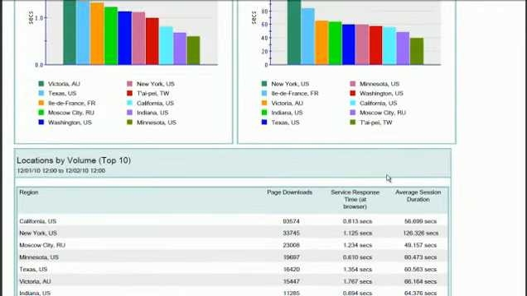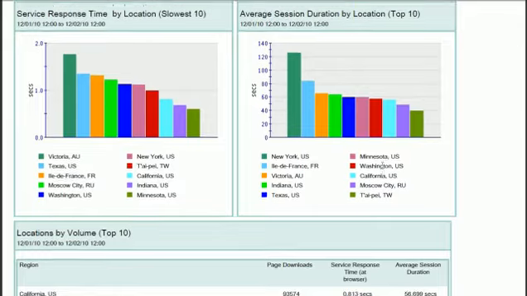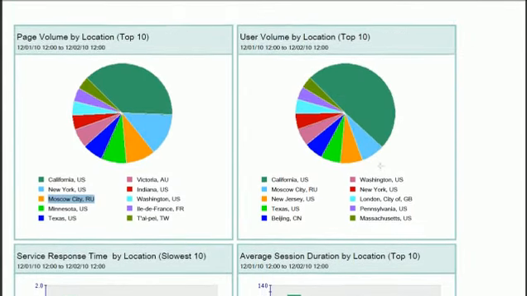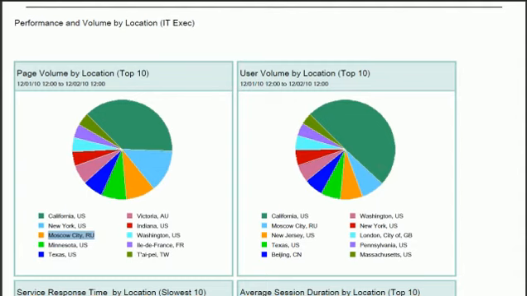And mostly just give the IT execs a comfort level, right, that they could see these apps and see they're performing okay, and to just give them that little bit of extra information they need to help build their confidence that their business is performing as expected. Okay, that's the end of the IT executive one. We'll go on to the administrators next.